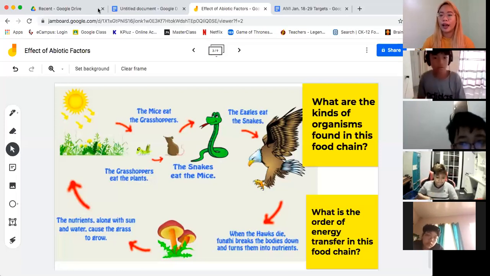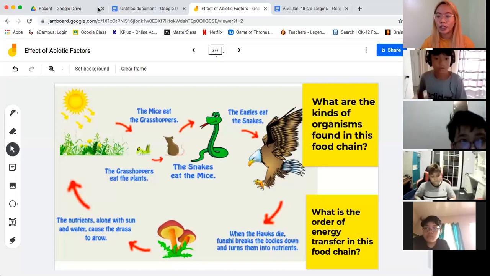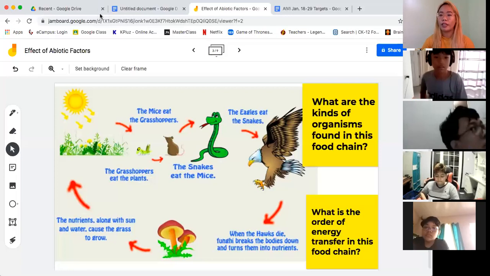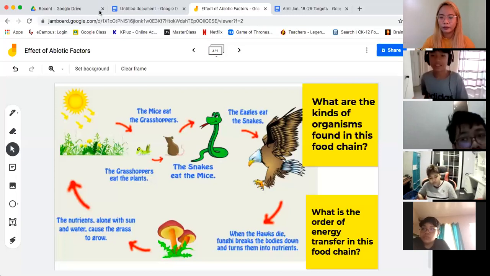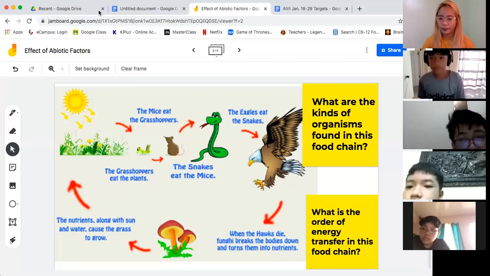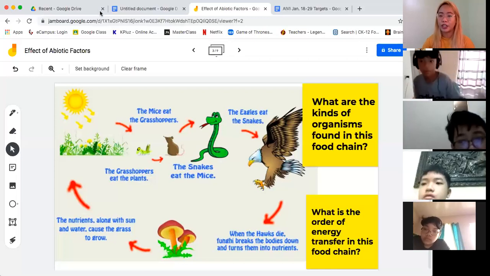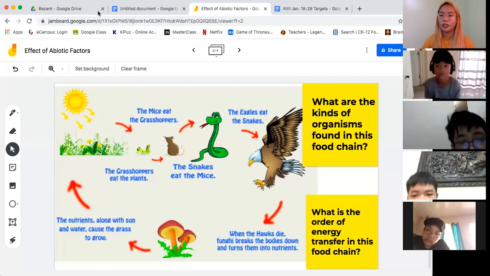In consumers, we have the primary consumers, which are usually the herbivores. We have the secondary consumers. We have tertiary consumers. And we also have decomposers. What kind of consumer is this eagle? Because it eats the snake. Snake. Okay, so specifically, it is a tertiary consumer. Is it a herbivore or a carnivore? Or an omnivore?